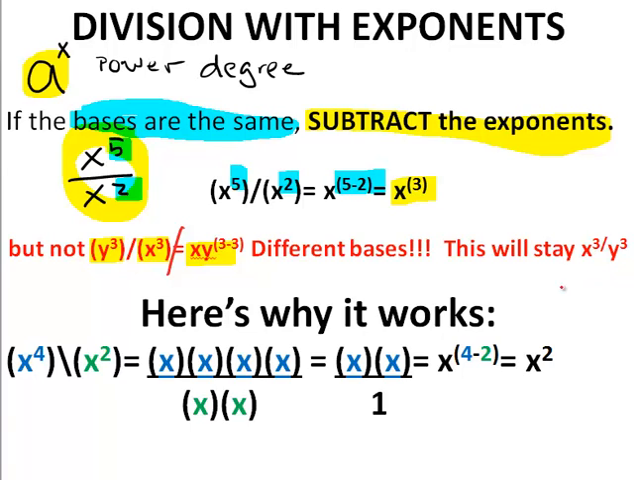If you're wondering why this works, let's take a look. If I have x to the fourth over x to the second, it's the same as x times x times x times x, 4 of them, over x times x, 2 of them. And you know I love to cancel. Here's a 1, here's a 1. And what's left over? 2 of those x's, x times x over 1. So we had 4, we subtracted 2, and we end up with our simplified version of x to the second.